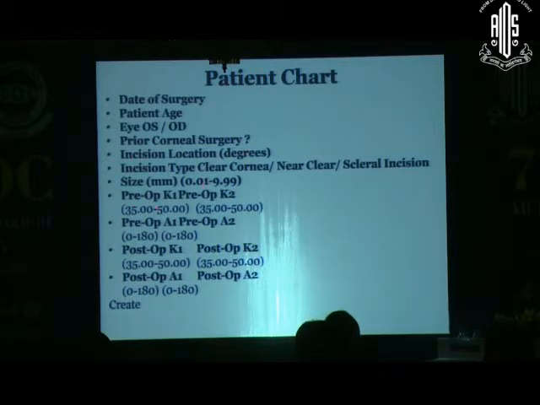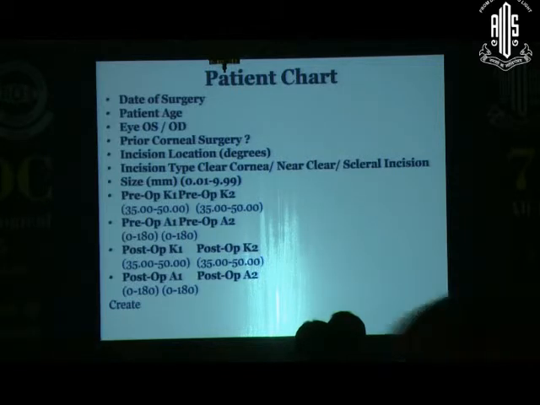The incision location, the incision type, size, pre-op K, pre-op A1, A2, then K1, post-op A1, A2. That is the axis. Now, these data you put in, and then you enter create, and then you get this surgically induced astigmatism. You keep doing it for 1,000 patients, and then get an average. If you do a 2.2 millimeter incision, you can have something between 0.25 or 0.37, something like that.